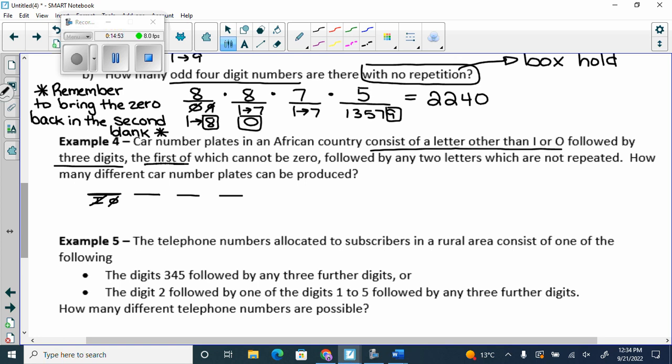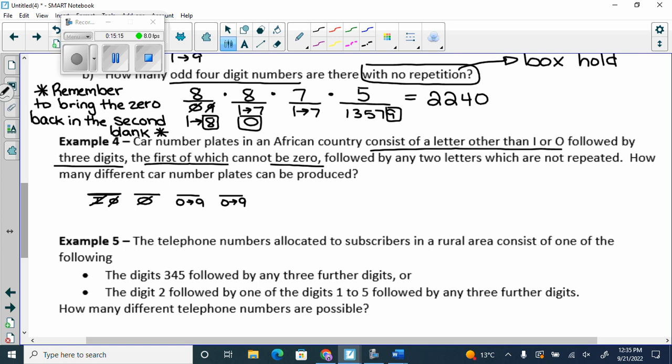The first of which cannot be 0. So I go here and I say no 0. And then these just have nothing about them, so they can be any number, right? When they don't say anything, like they can't be restricted, this would be 0 to 9, 0 to 9. We know that. So I'm going to help myself out. I'm going to say 0 to 9, 0 to 9.